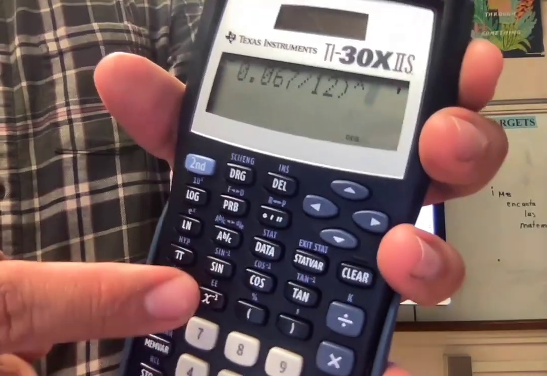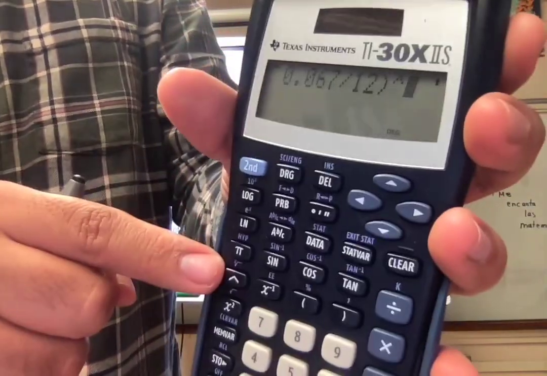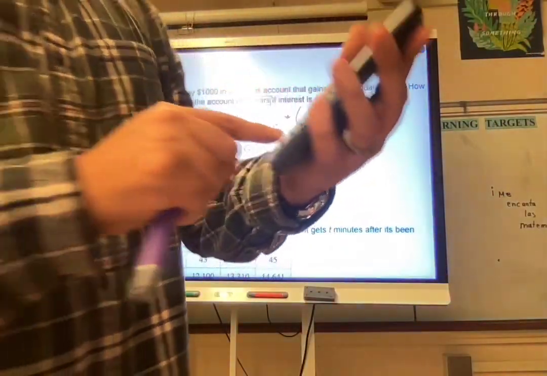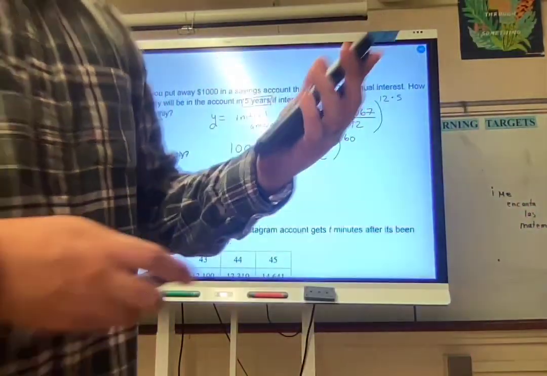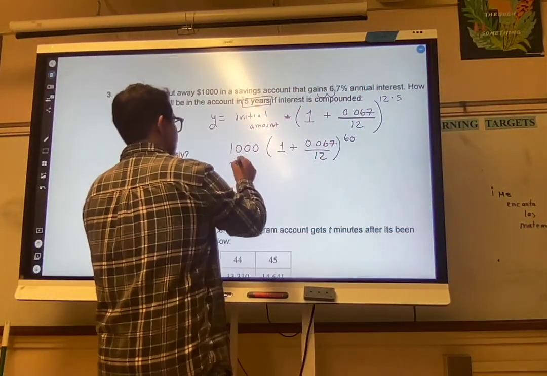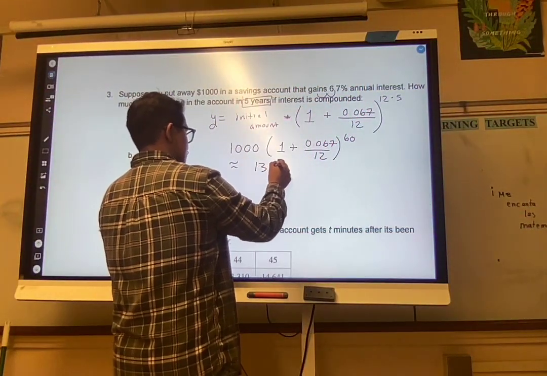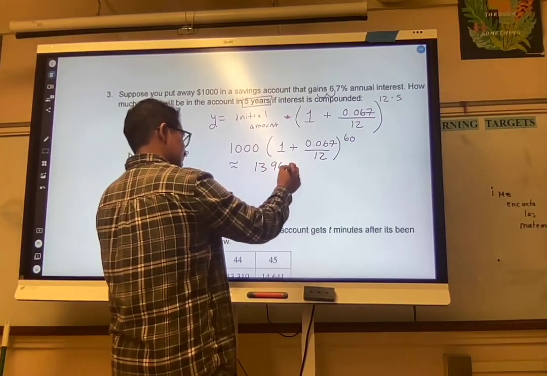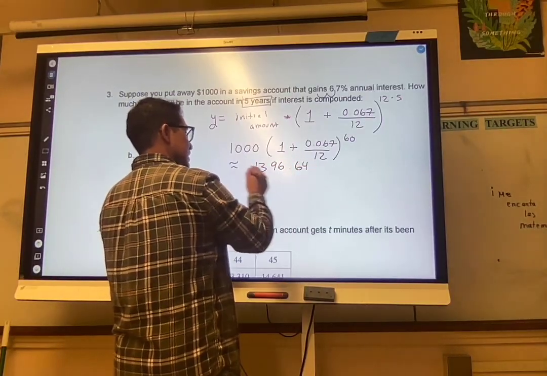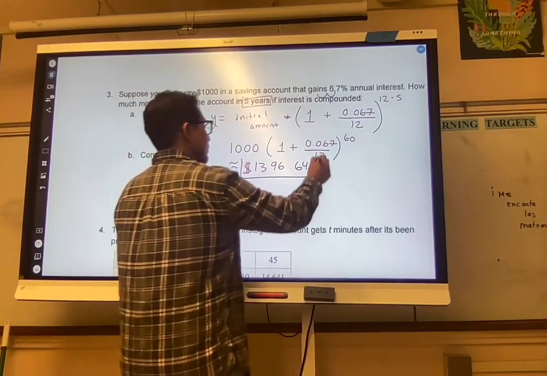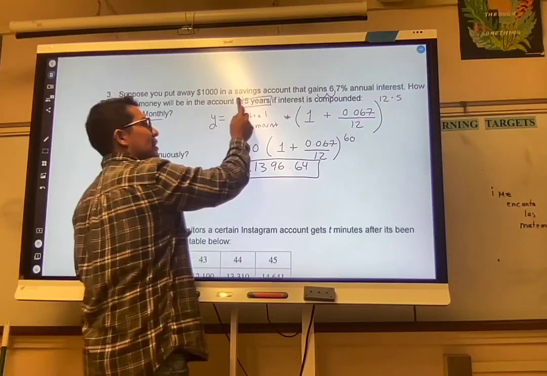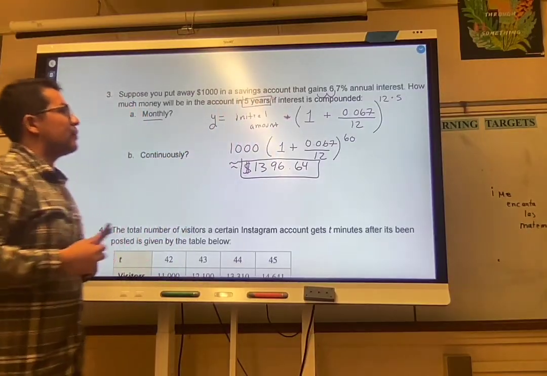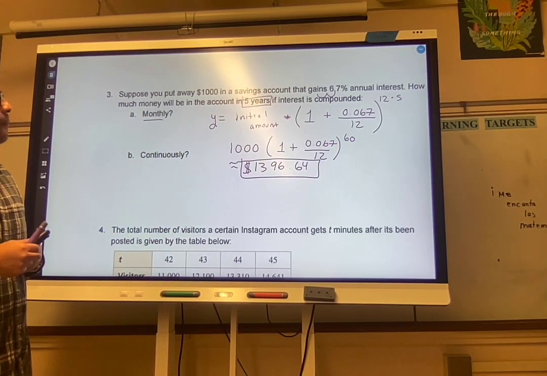It looks like a little tent. This here, the caret symbol. And up there, I'm going to put the product of 12 times 5, so 60. Right? So I just put 60. And then I immediately hit enter, and I get my answer. It ends up being about 1,396, so 1,396 with 64 cents. I rounded up a little bit there. Okay, so that's how much my initial investment of $1,000 will become in 5 years with that amount of interest rate. Okay. So it ended up gaining some value there.